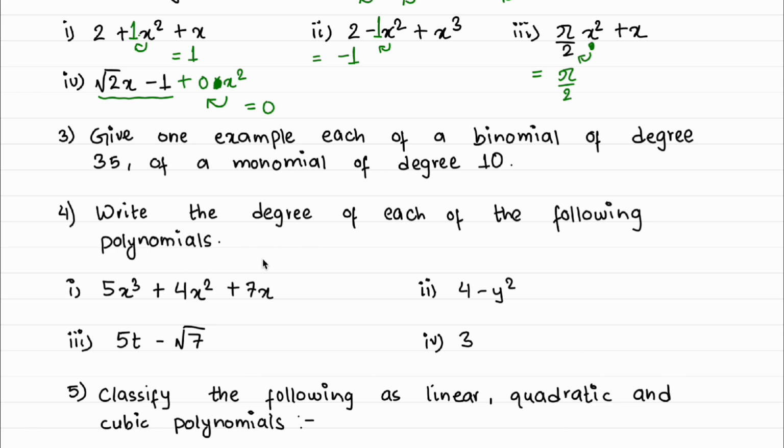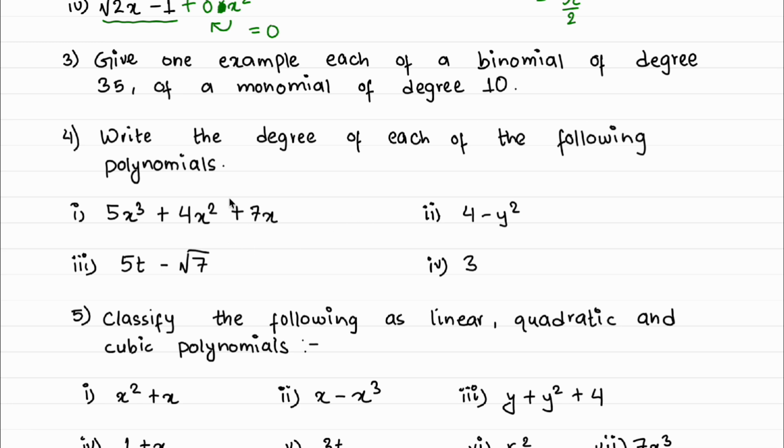So in our question number 4, we need to write the degree of each of these following polynomials. So we have 4 polynomials here, and we need to write the degree of these polynomials. Now, a degree of a polynomial is the highest power of the variable present in that polynomial.